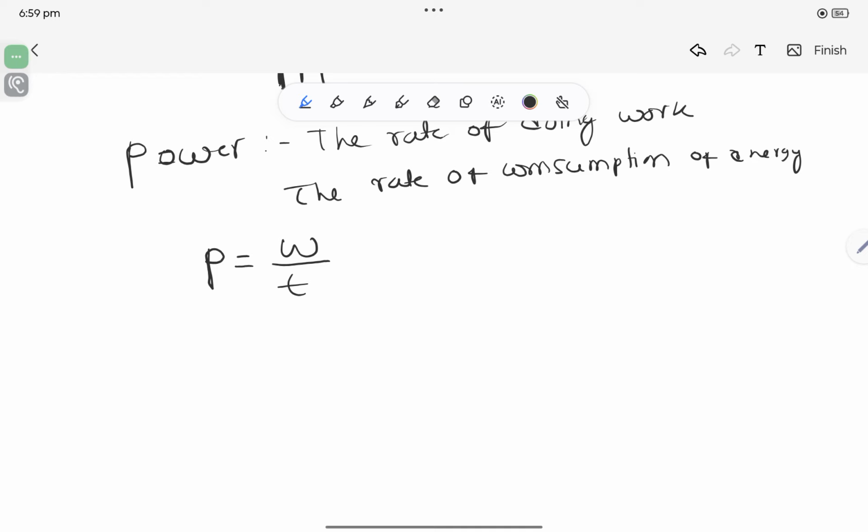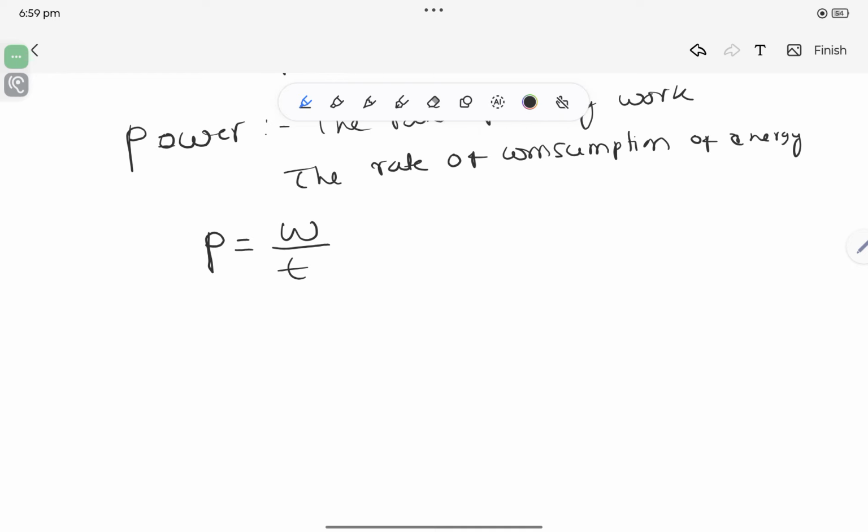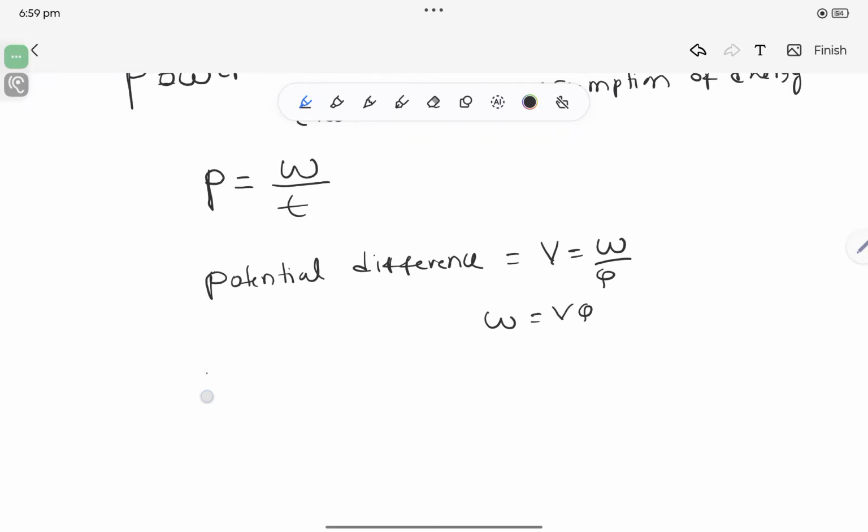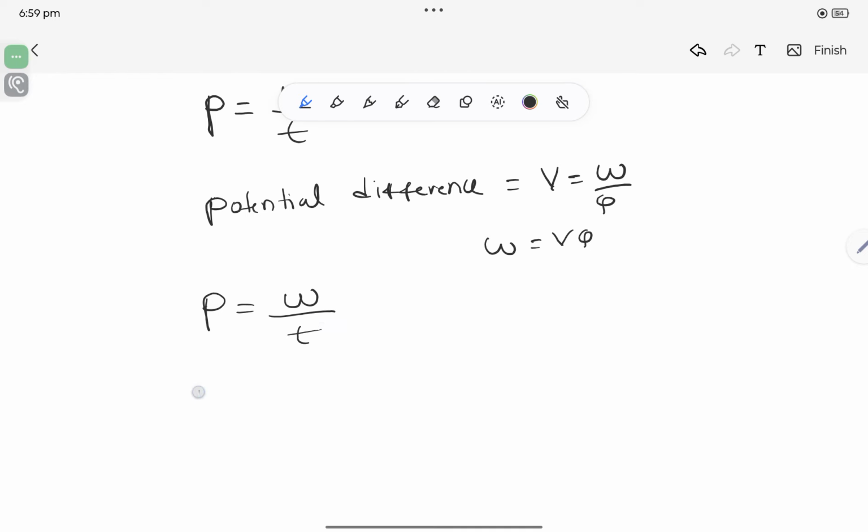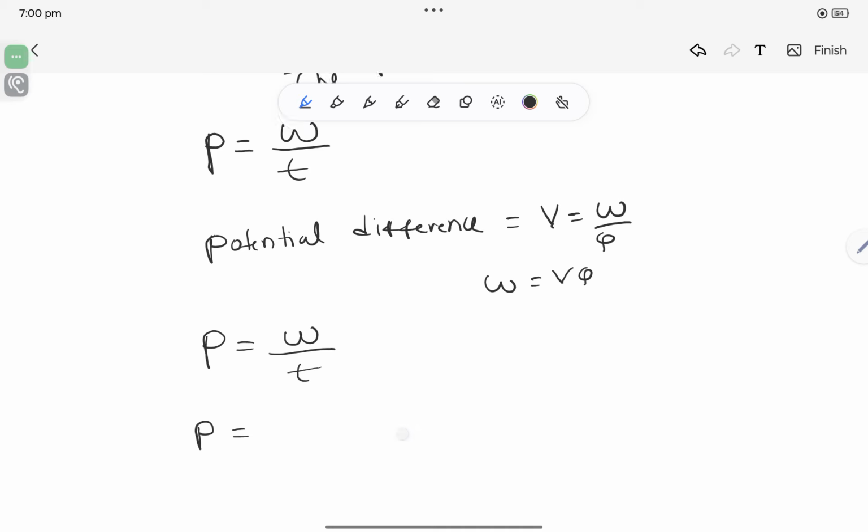So we already know that potential difference, that is V, is equal to W by Q. So from this, W is equal to V into Q. If we substitute this in the equation P is equal to W by T, then P is equal to, in the place of W, V Q by T. If you write V into Q by T, what is this?